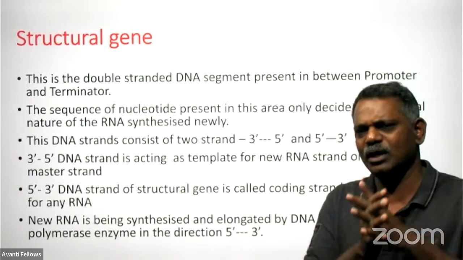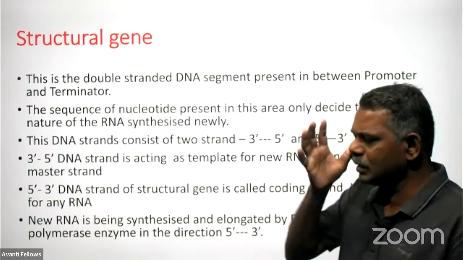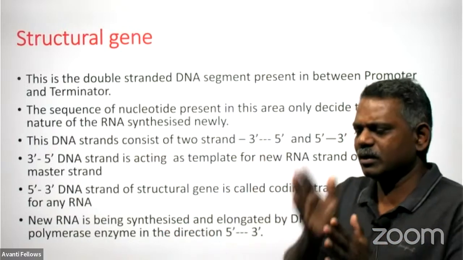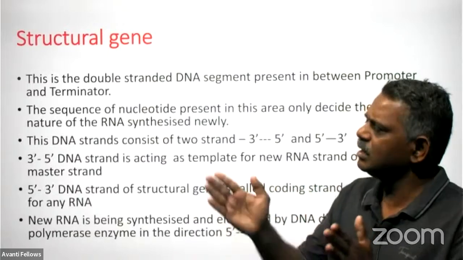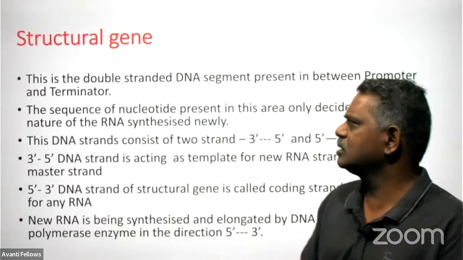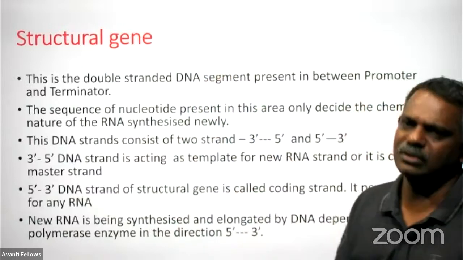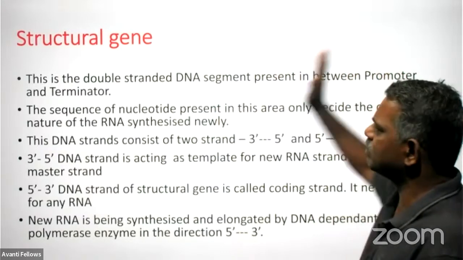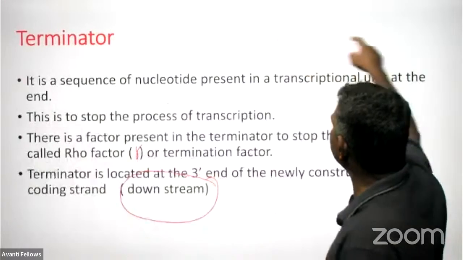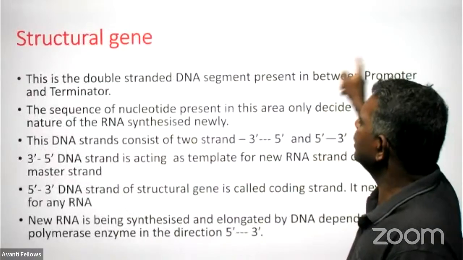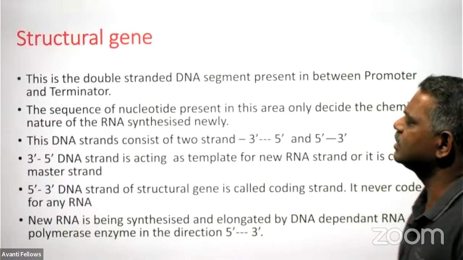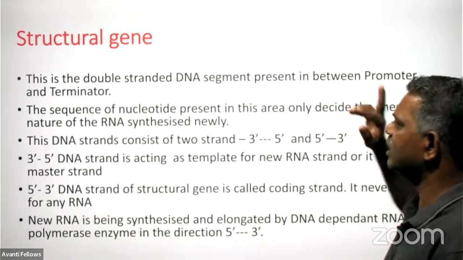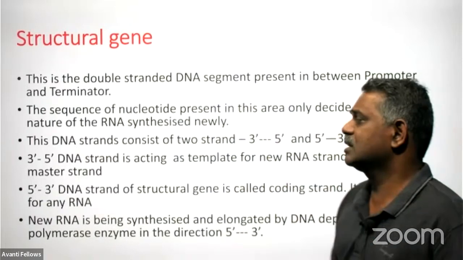The promoter is only to start. The terminator is only to stop. But the RNA synthesized depends on the nitrogenous base sequence present between the promoter and terminator, and that is what we call the structural gene. Here, this is the double-stranded DNA segment between the promoter and the terminator. The sequence of nucleotides present in this area decides the chemical nature of the newly synthesized RNA.